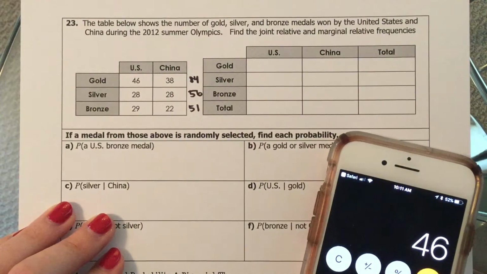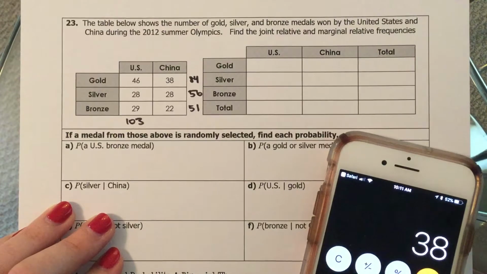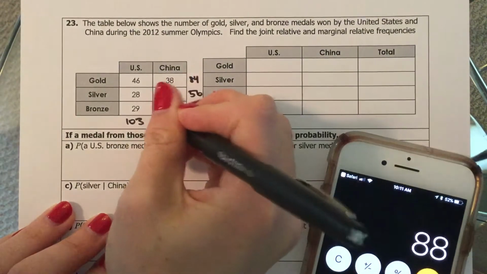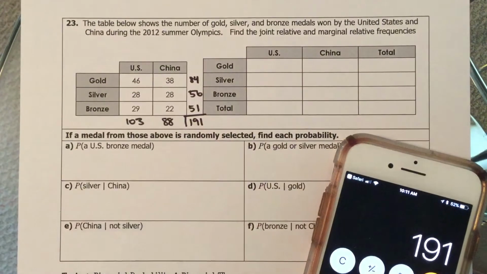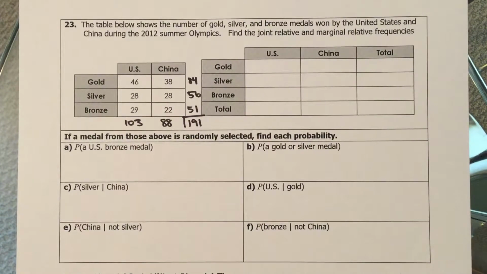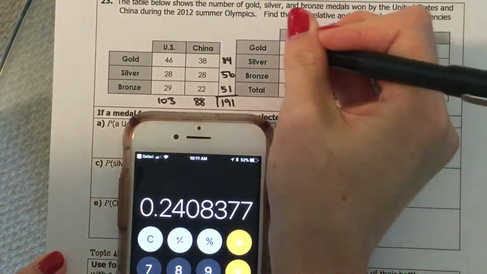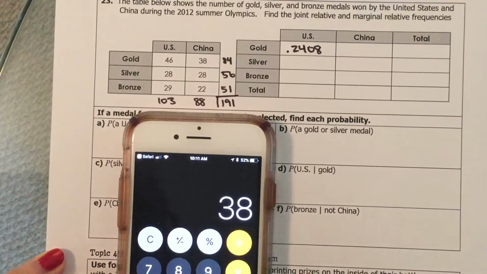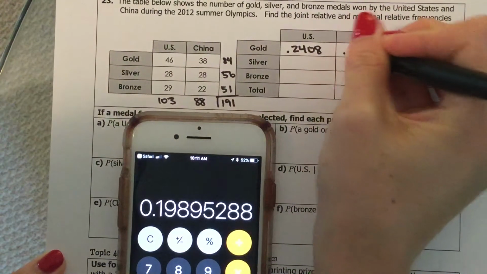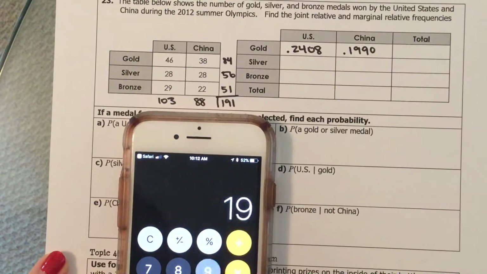Let's see, US is 103. And China is 88. So add those together. We've got a grand total of 191. Okay, so we can get all of those different values. So we have the first category is 46 out of the 191. So we want 4 decimal places here. So 0.2408. Next, China in gold is 38 out of 191. So that is 0.19, and then that would round up to 90. Then we'll do the total, so that's 84 of 191.